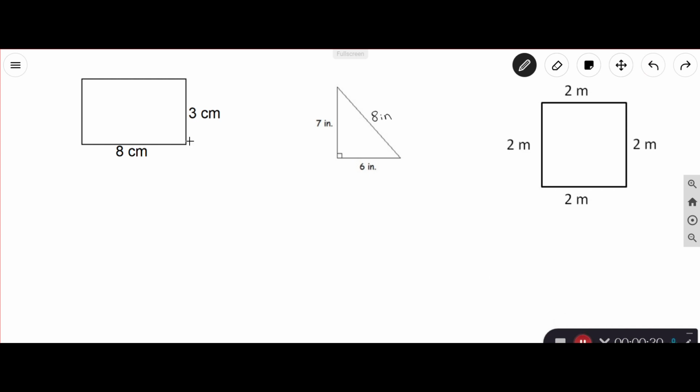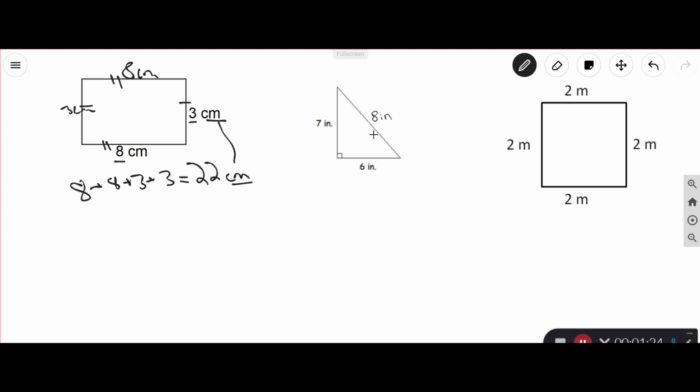To find perimeter, you need to know the length of the sides. So in this case, we have a rectangle with 3 centimeters on this side and 8 centimeters on this side. And since it's a rectangle, we know that these sides are the same. So this one is also 8 centimeters, and this one is also 3 centimeters. So when we take 8 plus 8 plus 3 plus 3, we get 22. And then don't forget your unit of measure, bring that down, you get 22 centimeters.